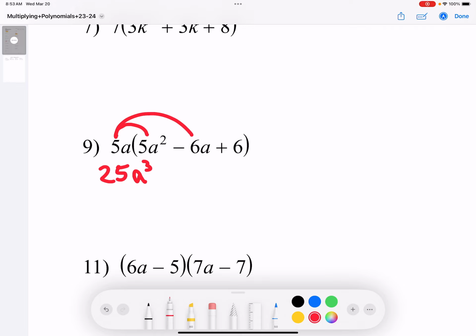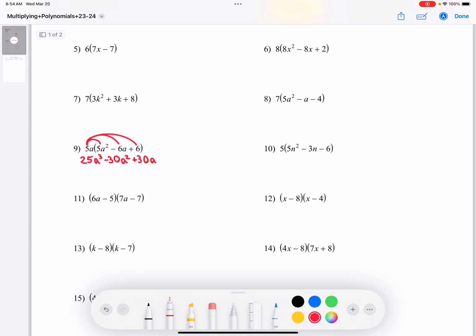And we're going to do 5a times negative 6a. So 5 times negative 6 is negative 30. And then a times a is a to the second. And then 5a times 6, you do 5 times 6 is 30, and that's positive. And then we just keep the a from the 5a behind it, because there's no variables to combine the exponents. Okay, so that should help you with the rest of those.